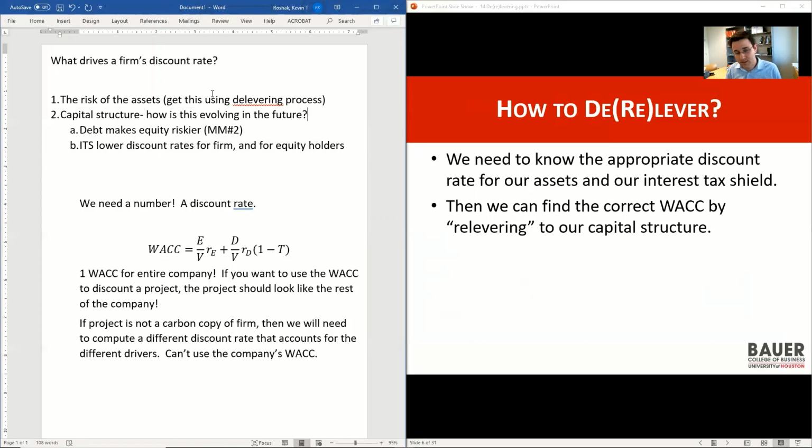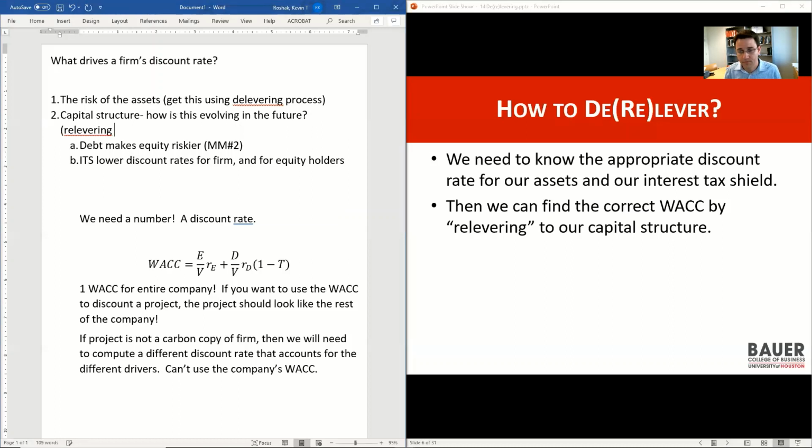And then what's the second step? Well, we need to relever. When we relever, we're adjusting for capital structure effects. Those two steps: once you get the assets, then you adjust for capital structure. Now you can find the new WACC. You can find the weighted average cost of capital for your project, even if your project looks different than the rest of the company, or even if your company changes their discount rate. You can follow these procedures to get the number that you should be using for your discount rate.